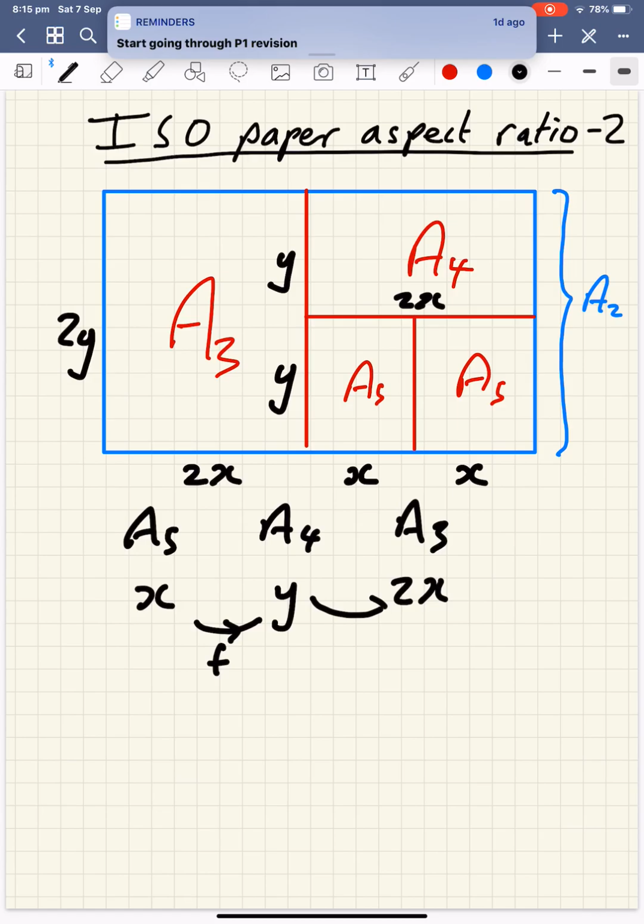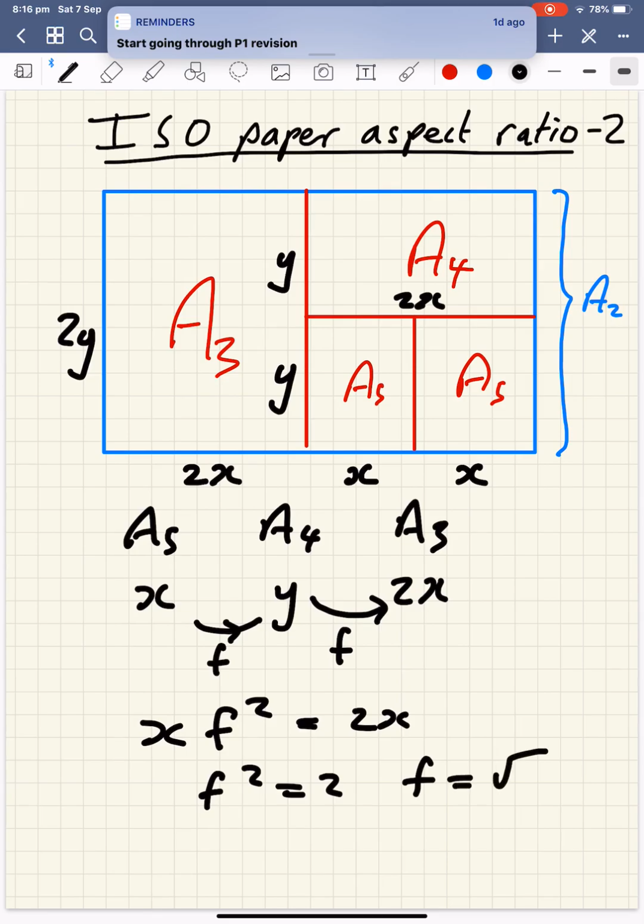And if I multiply the width of the A4 sheet of paper by the same scale factor F, we get from the width of the A4 sheet of paper to the width of the A3 sheet of paper, which is also the height of the A4 sheet of paper. And now, looking at this, we can see that when I have X being multiplied by F twice, we get 2x. So that means that X multiplied by F squared gives 2x, which means that F squared must be 2, and therefore the scale factor is the square root of 2.